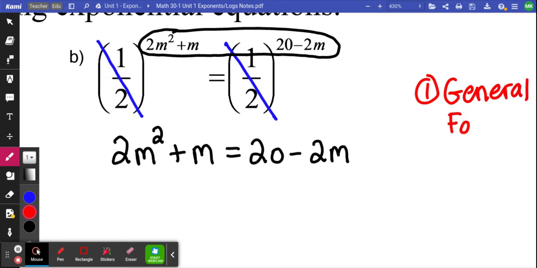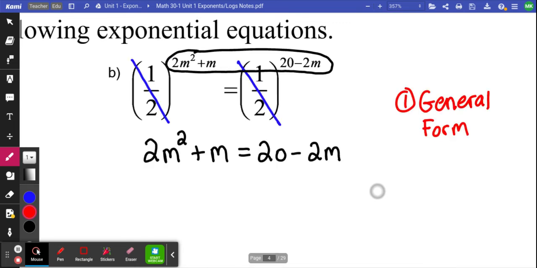General form. General form looks like this. Ax squared plus bx plus c equals 0.